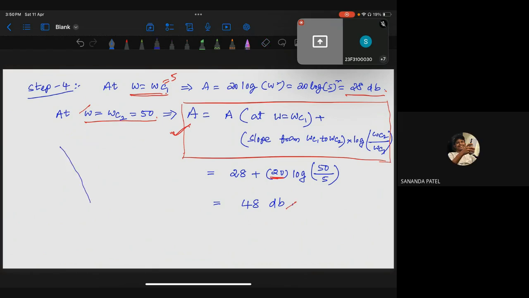Straight line equation. Yeah, you can use this one. This is the straight line equation. So this is the omega C1, this is omega C2, and here you have something. This is A at omega C1. This is A at omega C2. Is this clear? That is nothing but y is equal to mx plus c. You got it? This is the m.